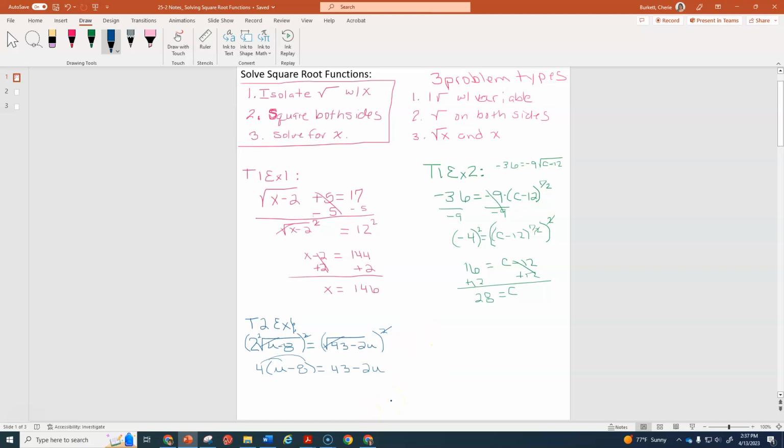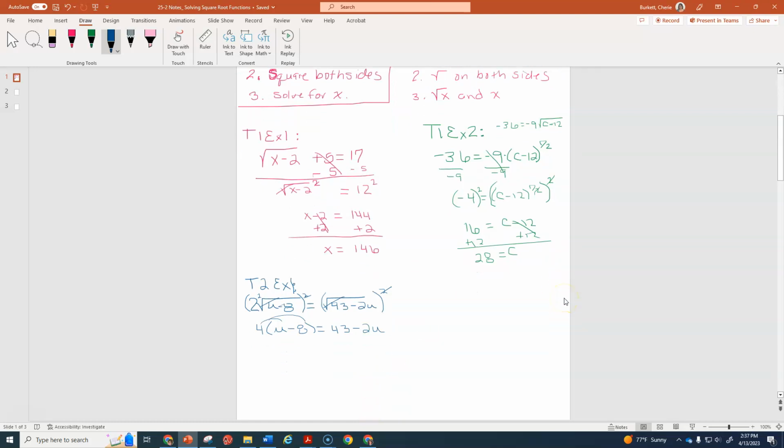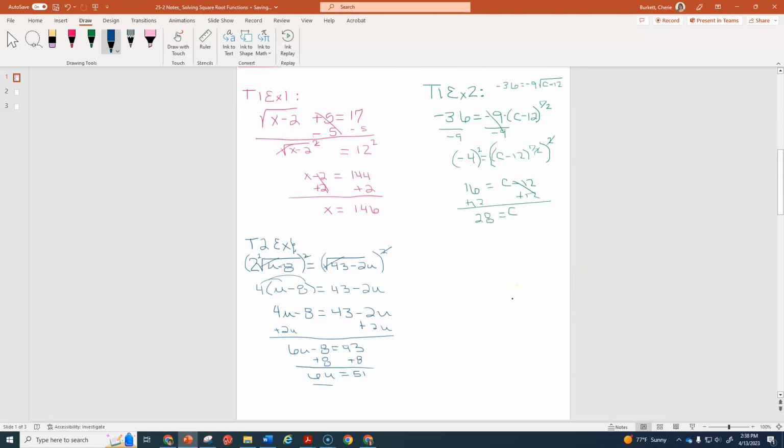Okay, so back to this one. I've distributed, let's see if I can move this down a little bit. Distribute the 4, that becomes 4u minus 8, and that's equal to 43 minus 2u. I need my u's all on one side, so I'm going to add 2u to both sides, and 6u minus 8 equals 43. Add 8 to both sides, and 6u is equal to, what is that, 51. And then, of course, my last step is to divide both sides by 6.